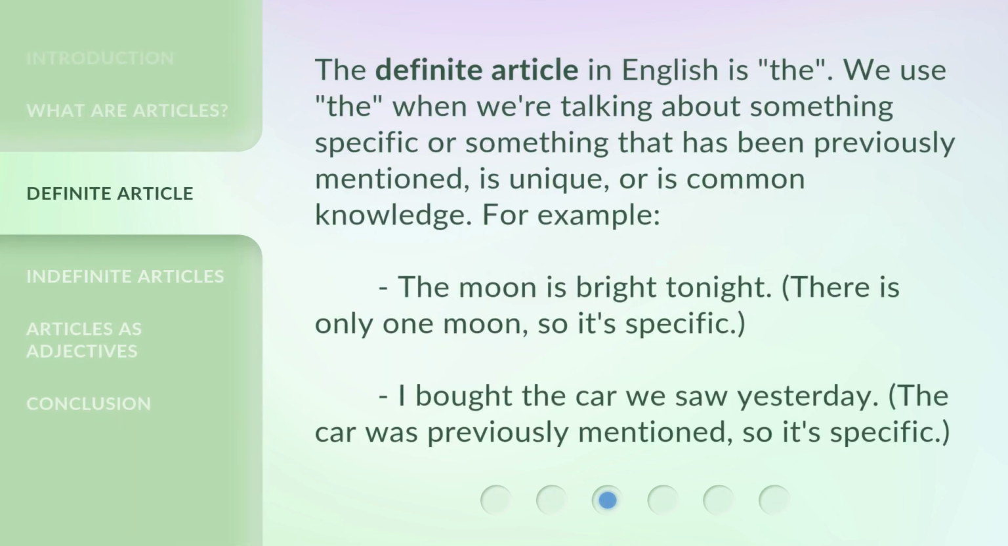The definite article in English is the. We use the when we're talking about something specific or something that has been previously mentioned, is unique, or is common knowledge. For example, the moon is bright tonight. There is only one moon, so it's specific. I bought the car we saw yesterday. The car was previously mentioned, so it's specific.